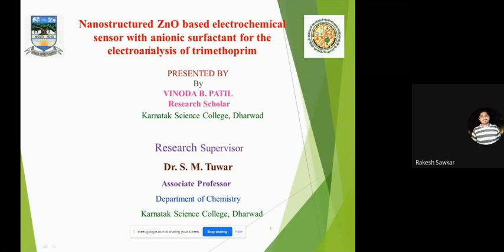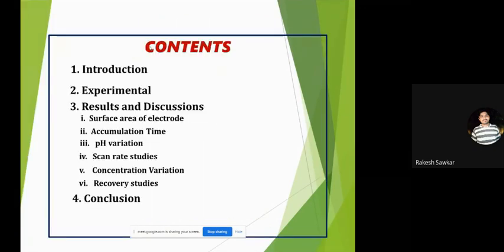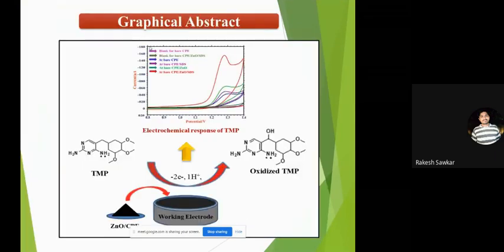Presenting my topic: nanostructure zinc oxide based electrochemical sensor with anionic surfactant for the electroanalysis of trimethoprim. The presenting work contains the contents: introduction, experimental parts, results and discussions, conclusions. This is the graphical abstract of our present work.